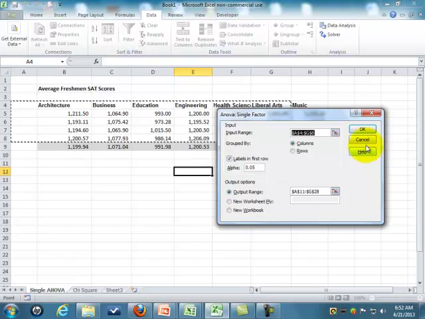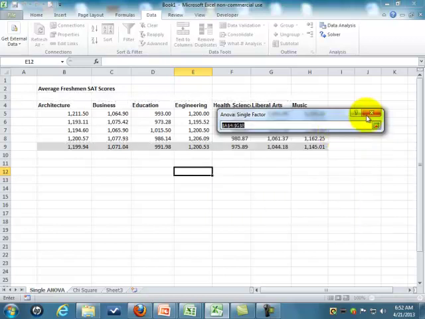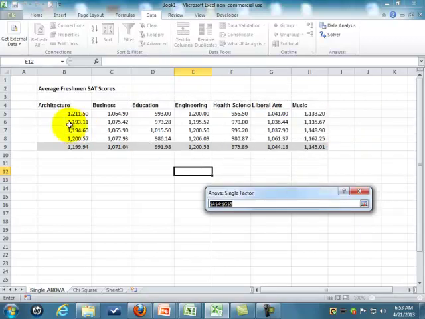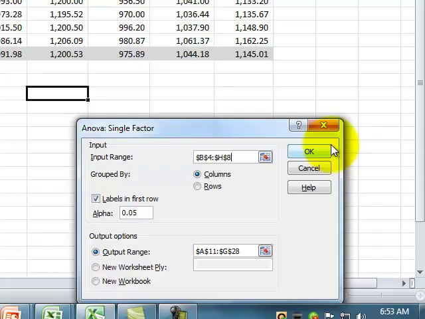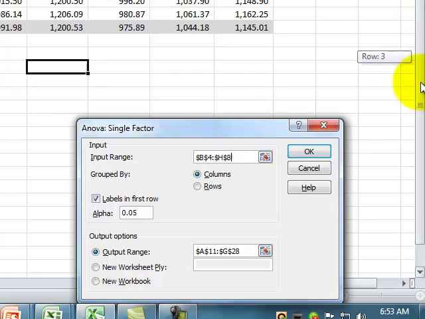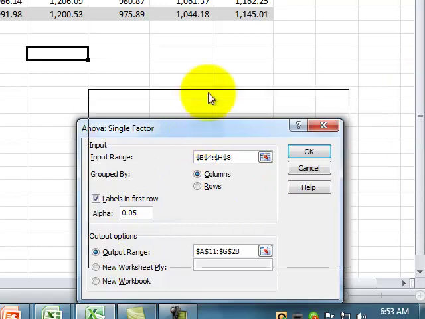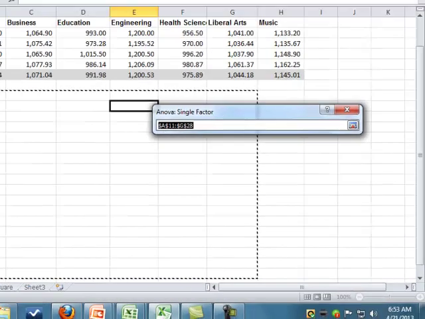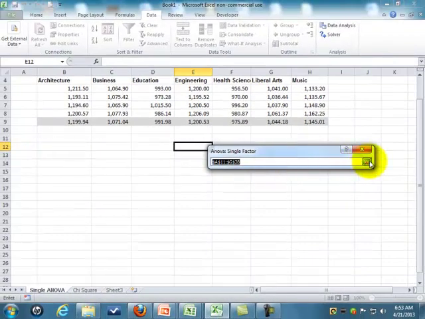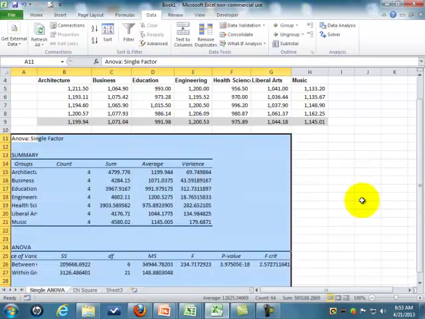And it's going to ask us for what is the range. So let's put in the range. Our range is going to be all of this data right here. And we do have the labels, and let's do it. The labels just mean that I included these titles. And our alpha will be 0.05. And let's put the output range right there. That looks good. And now we just hit OK. And we get this type of information.